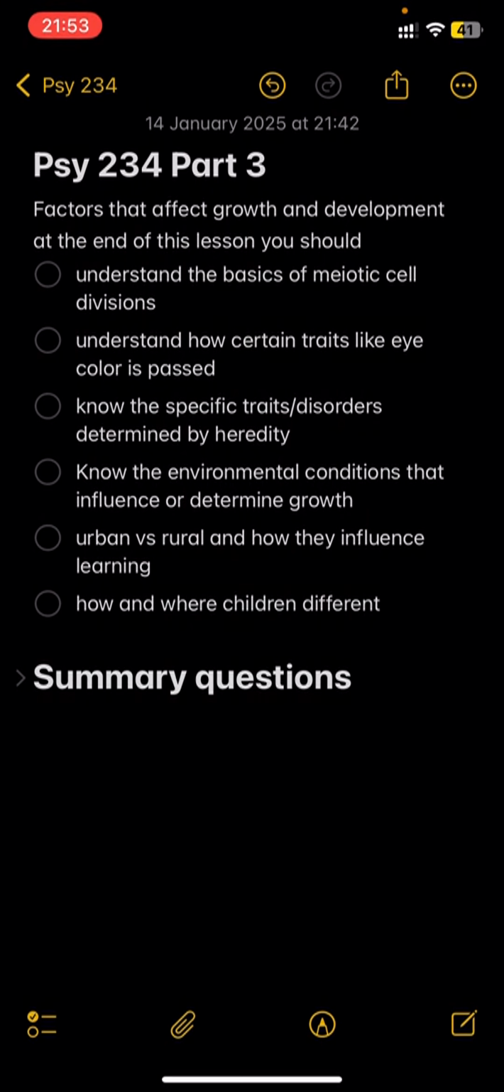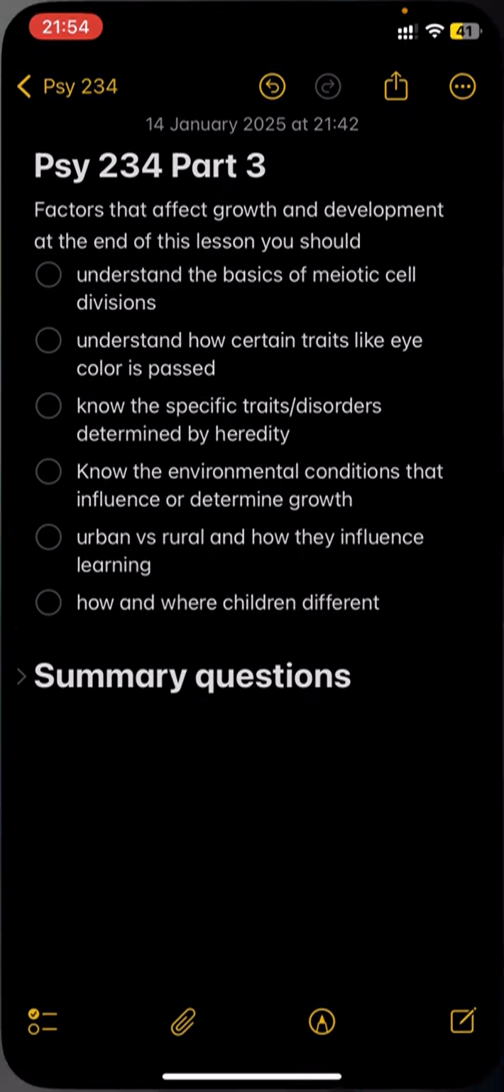This is Psy234 part 3, and today we're talking about factors that affect growth and development. At the end of this lesson, as usual, you should understand the basics of meiotic cell division, understand how certain traits like eye color are passed down, know the specific traits or disorders determined by heredity, know the environmental conditions that influence or determine growth, know how urban and rural areas influence learning, and know how and where children are different.